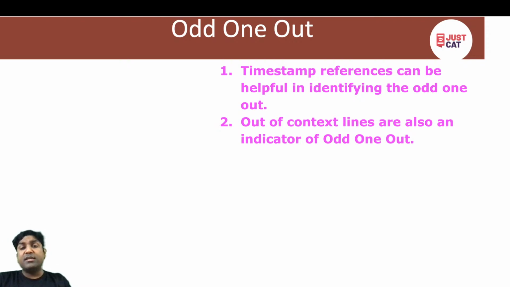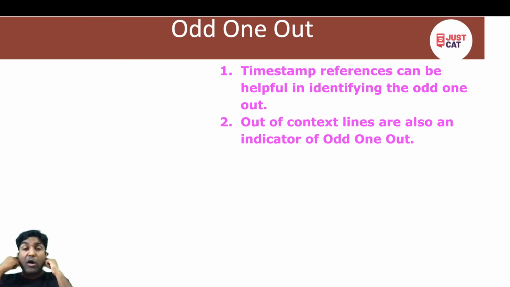The next idea is that out of context lines are also an indicator of odd one out. Sometimes a line in an odd one out will be completely out of context. Those lines are also an indicator of odd one outs. Like I've discussed in previous classes, and even yesterday, about the central idea and the primary purpose.